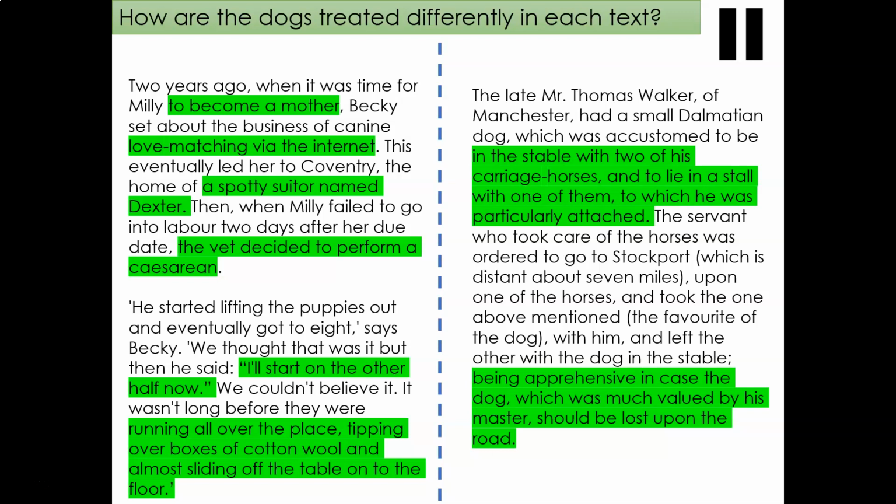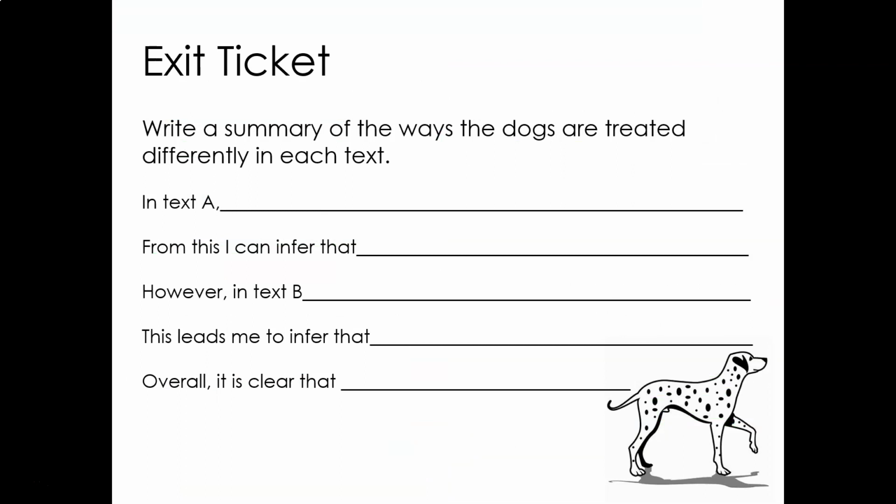So don't be afraid to go back slightly in the video in a moment if you need to check your evidence again. So your exit ticket today is going to be completing this task. You're going to write me a very short summary of the ways that dogs are treated differently in each text. Tell me about text A first. Make sure you use a quotation and make an inference. Use a nice comparative word such as however in text B.